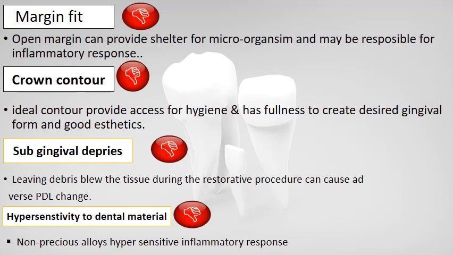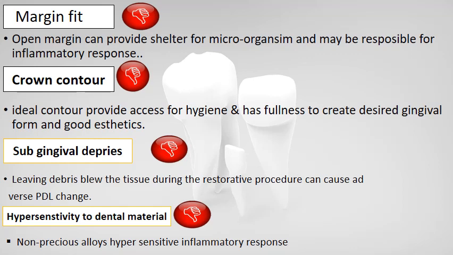Crown contour. Ideal contour provides access for hygiene, has the fullness to create the desired gingival form, and has a pleasing visual tooth contour in the aesthetic area. So it provides good aesthetics. Because if over contour occurs, food traps from open contact, overhang, or planar cusp may occur, along with poor occlusal design, poor aesthetics, and an unaesthetic emergence profile of the restoration.